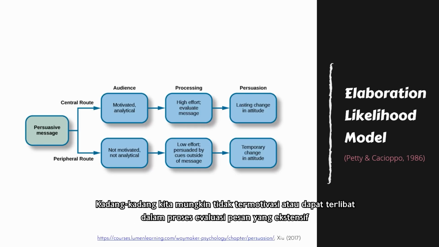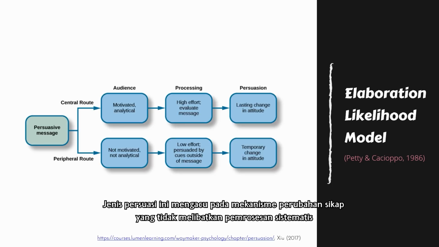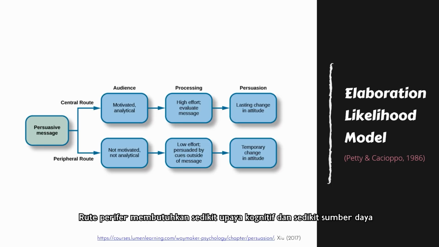Sometimes we may not be motivated or able to engage in an extensive process of message evaluation. Under these conditions, attitudes will be formed according to the peripheral route to persuasion. This type of persuasion refers to any attitude change mechanisms that do not involve systematic processing. Peripheral route requires less cognitive effort and is less resource demanding. Under this route, the strength of arguments is of little consequence to attitude change.